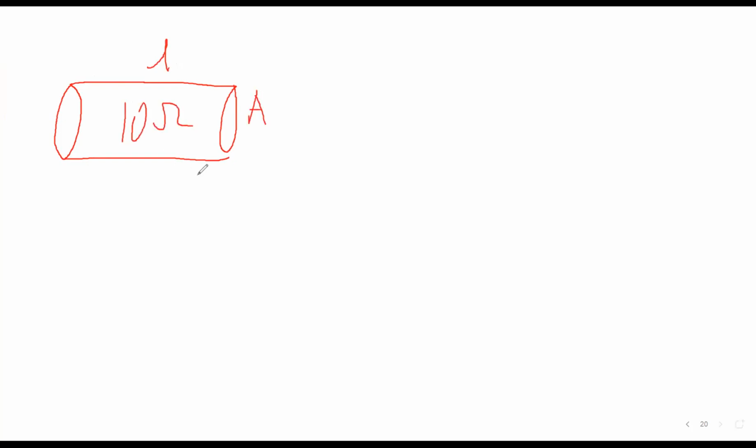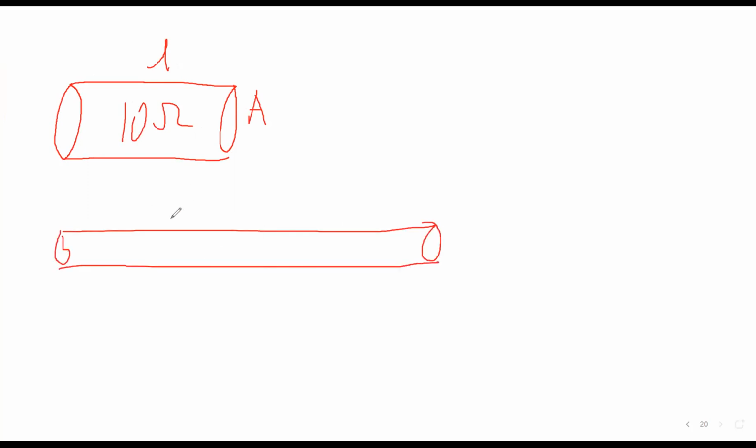L is the length. Okay, two scenarios. Let's say right now I have one wire like this. Let's say this is length and this is area. Let's say this is 10 ohm right now. I have another wire, triple the length but half the area. How much resistance is this wire?